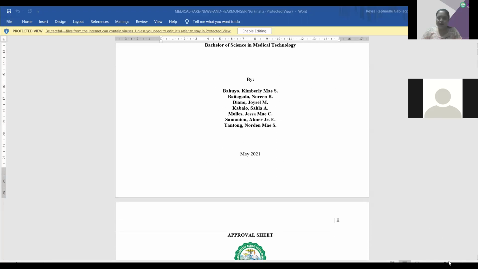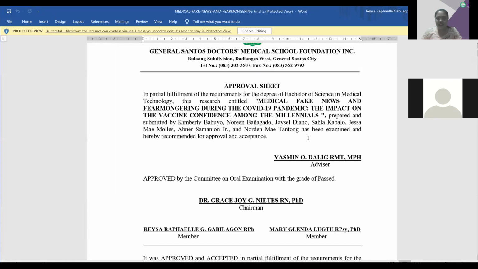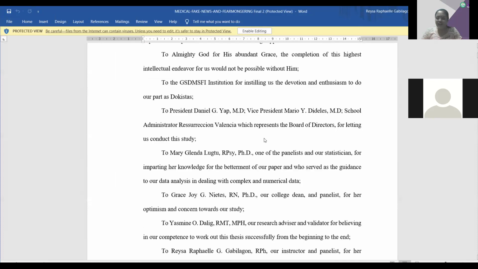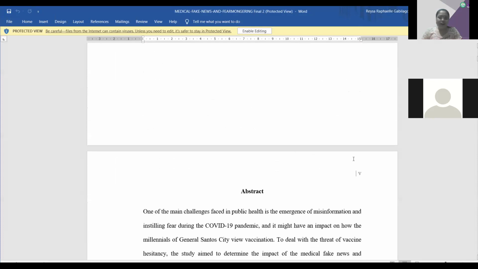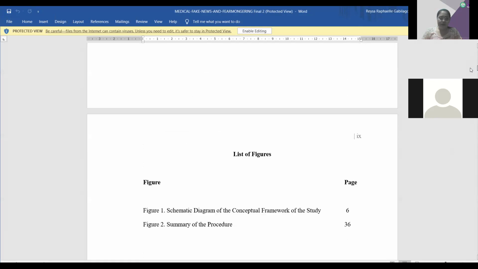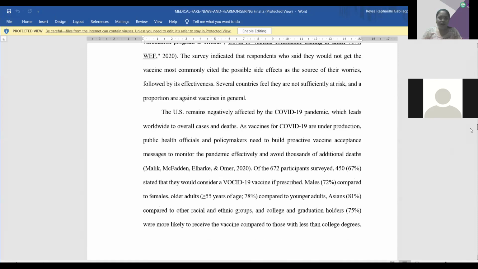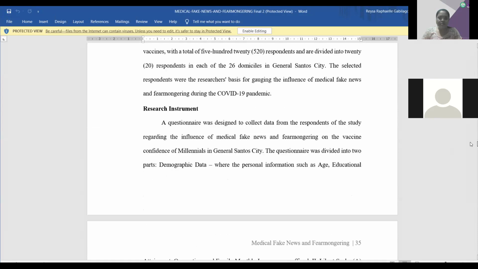I don't know if I can give you a copy of this, but if you want, let me just ask first the authors of this study if they will give us permission to give you a copy. Wait lang, let's move on.